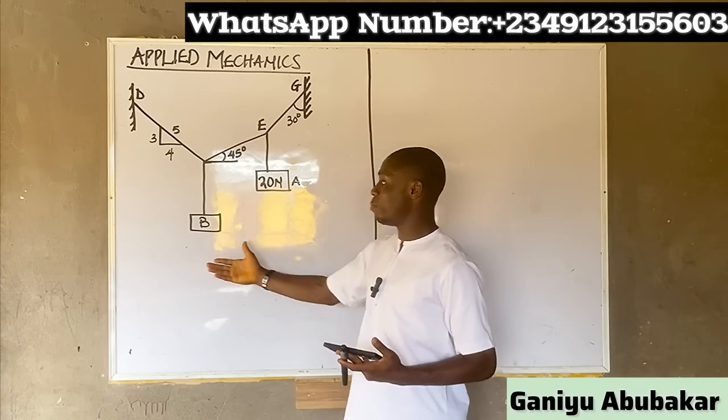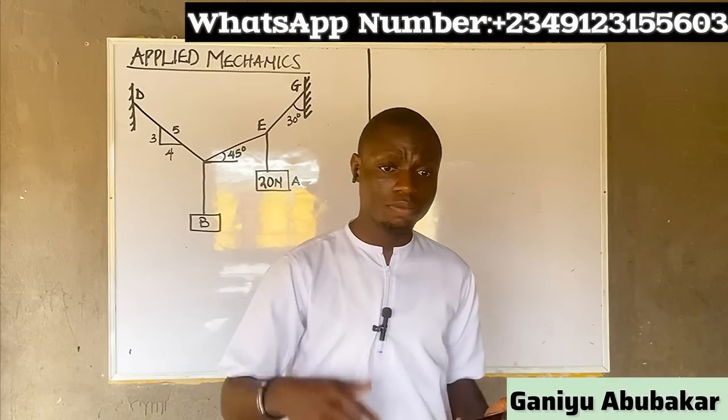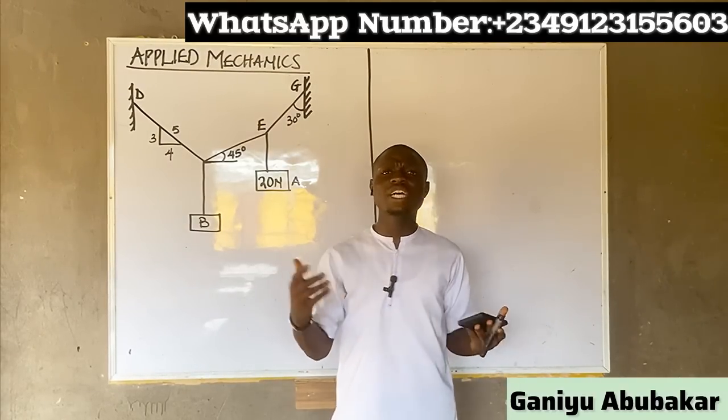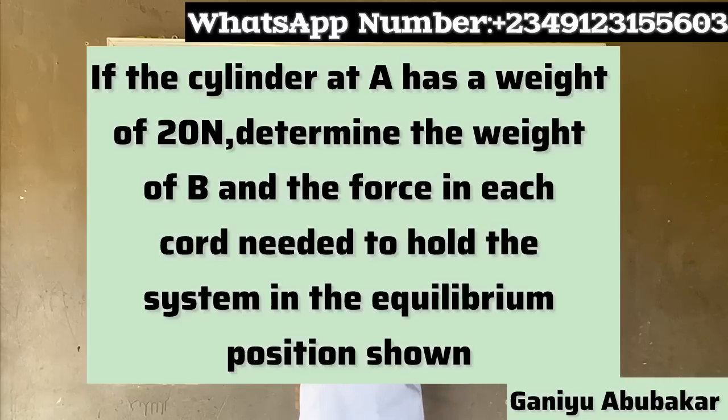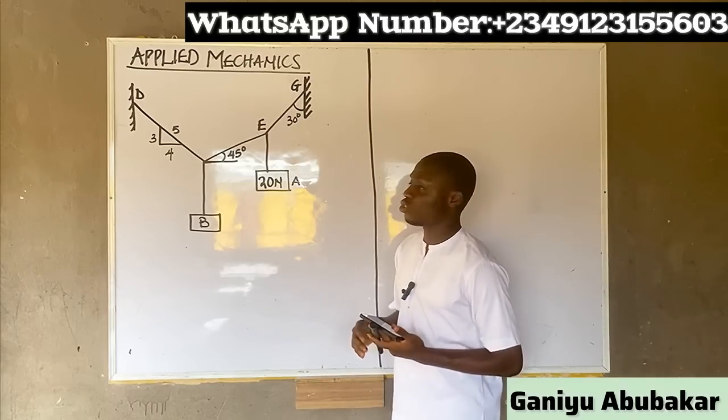So let's solve this second problem under the study of equilibrium of a particle. The question attached to the diagram says, if the cylinder at A has a weight of 20 Newton, determine the weight of B and the force in each cord needed to hold the system in equilibrium position shown. So this is the diagram I have to that question I just read. So let's try to solve the problem.